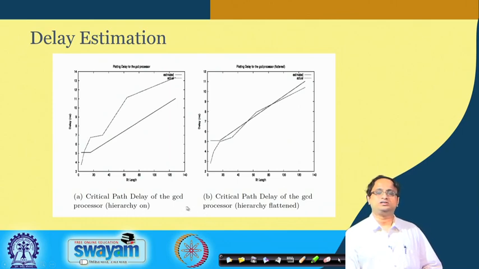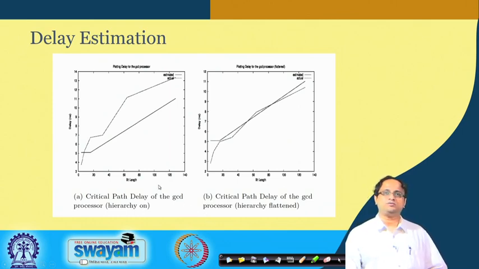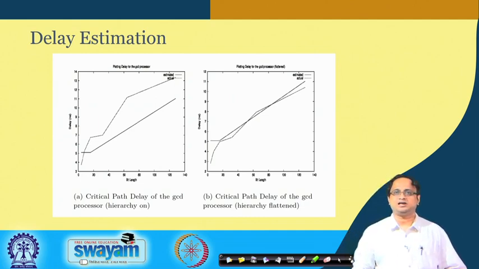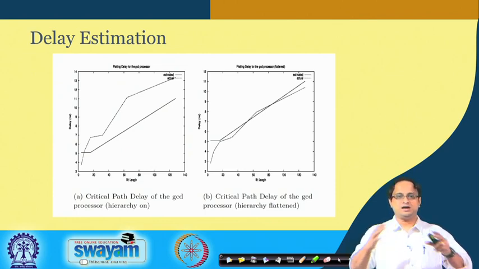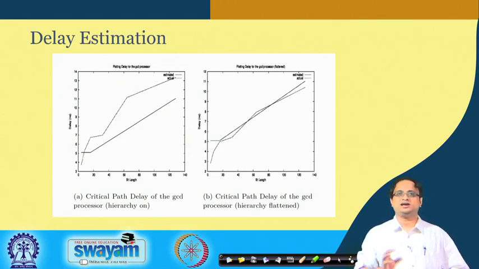I have given two plots here. One is for when you have flattened the hierarchy, and the other for when you have not. Flattening means that if you take a design with different modules, you flatten them to one level. The other is when you have kept the hierarchy on in your synthesizer, that means you are maintaining the hierarchy of your design. So you will get slightly different estimates for them.